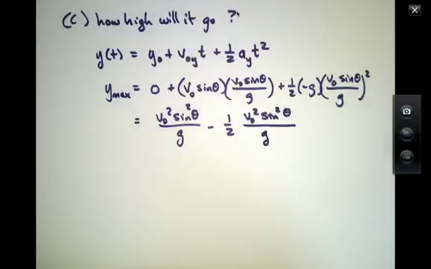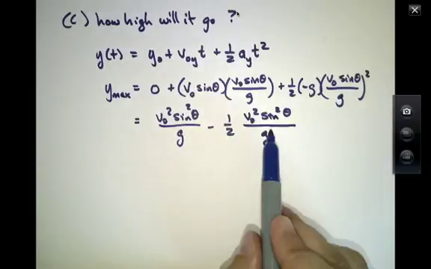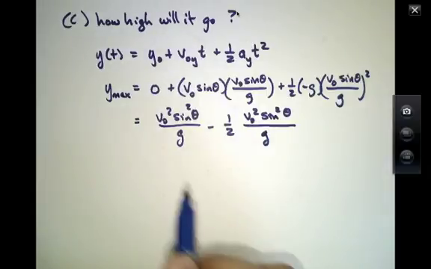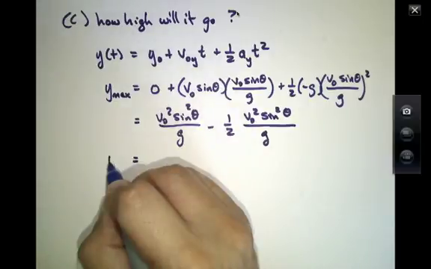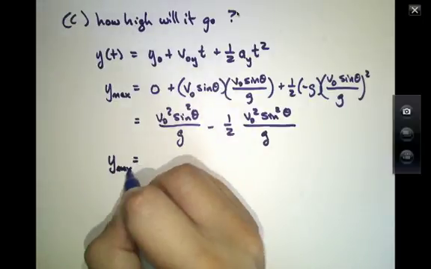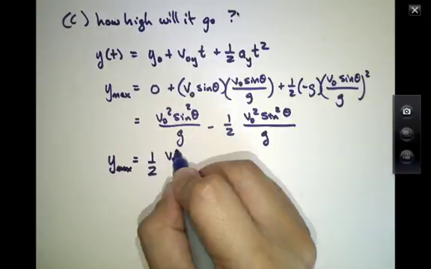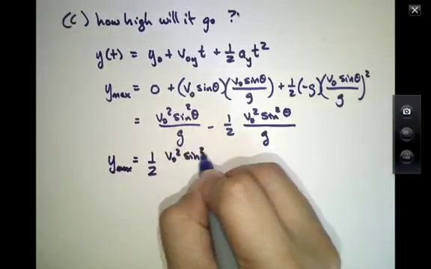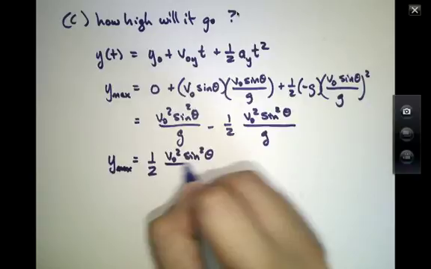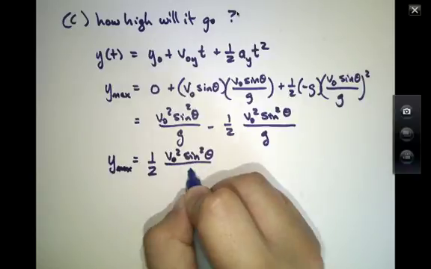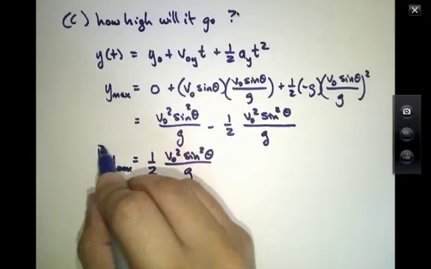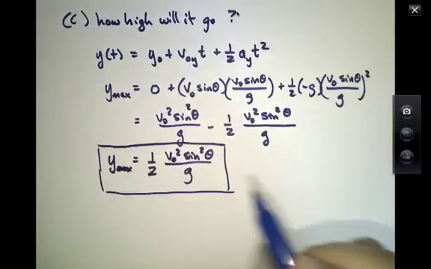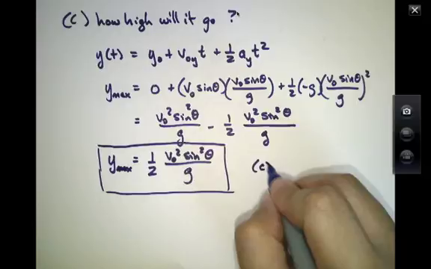So I have that. And notice this thing is the same as that. I have a half, so I have something minus a half of something, which gives me this. And that's our answer for part C.